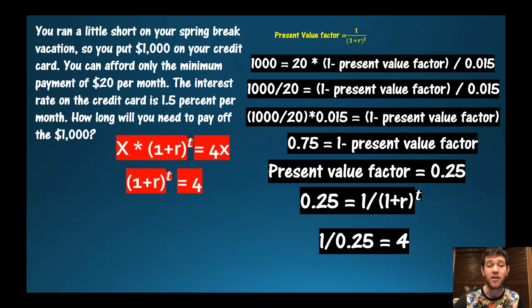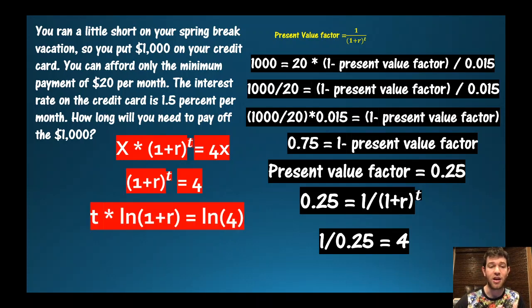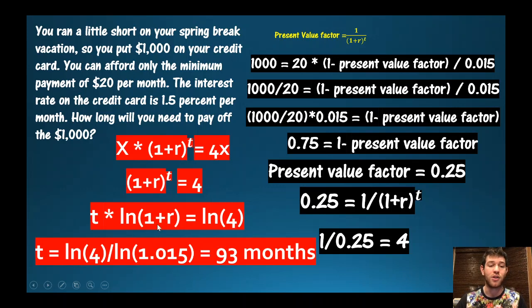Then we take the logarithm of this because we need to bring the t down. We get t times the logarithm of (1 plus r) equals ln of 4. Now all we have to do to isolate t is divide this out on both sides. So we're going to get t equals ln of 4 divided by ln of (1 plus r), which in our case r is 1.5%, so that would be 0.015. So t equals ln of 4 divided by ln of 1.015, which is 93 months.